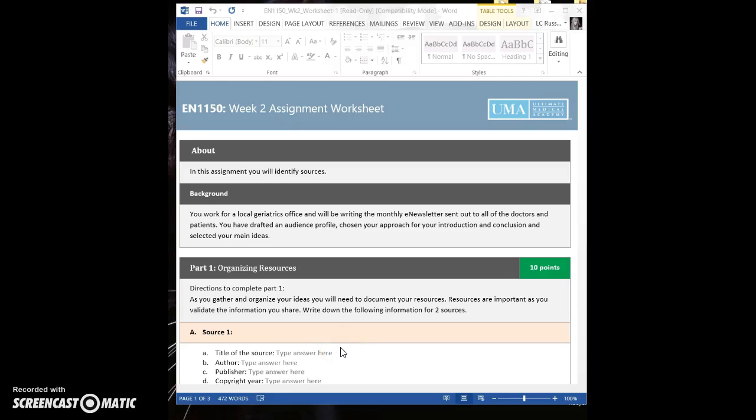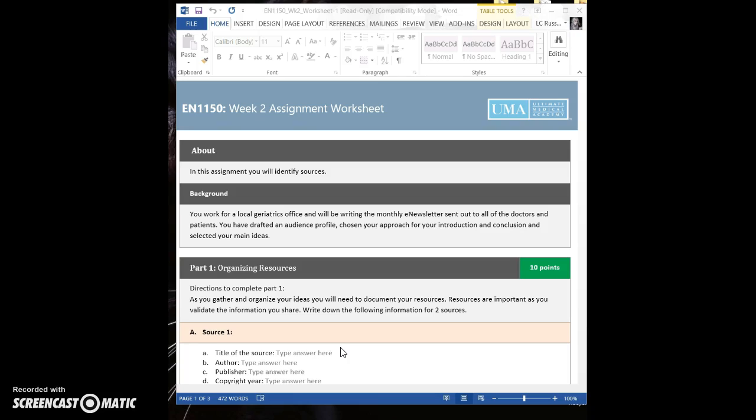Hi everyone. This week in the Week 2 assignment worksheet, we're going to be working on finding information to help us write the newsletter we began last week in Week 1. When we look for information, we're searching for articles or books that will give us the information we need to share with our newsletter audience or readers. Remember that this is a geriatric or older audience. Older adults, elderly adults that will be reading the newsletter.